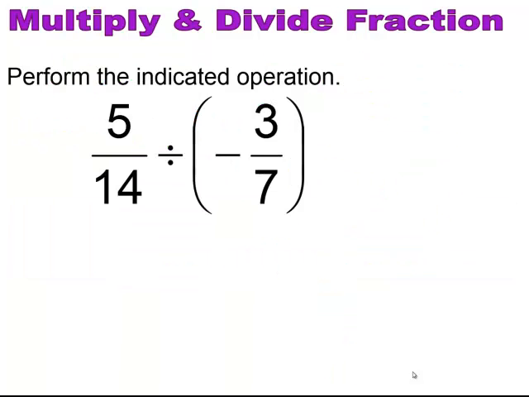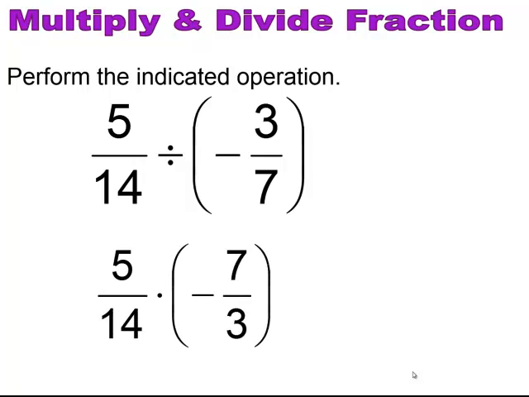Pause and try. So again, keep the first fraction, change it to multiplication, and then get the reciprocal of the second fraction. Now that we have it as multiplication, you're going to simplify and you're going to multiply across. So we end up here at a negative 5 over 6.